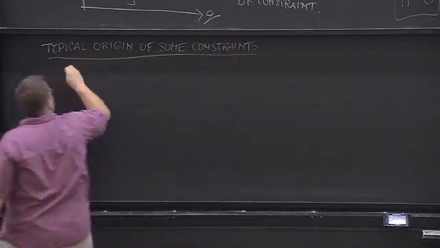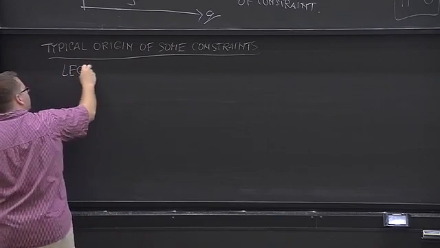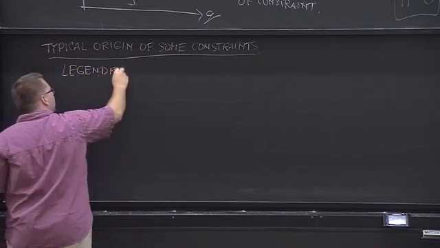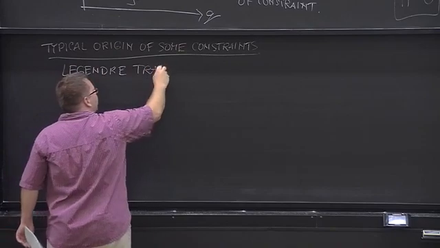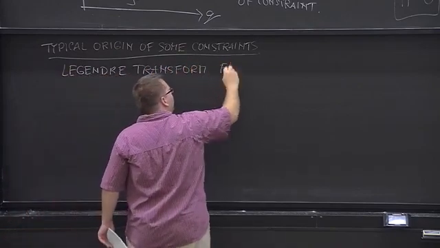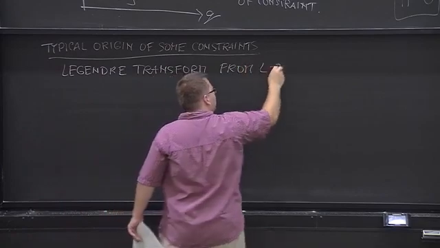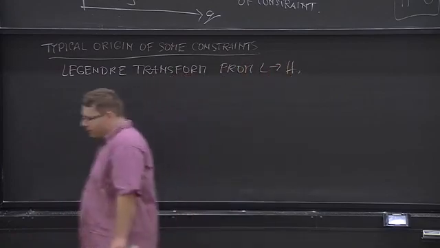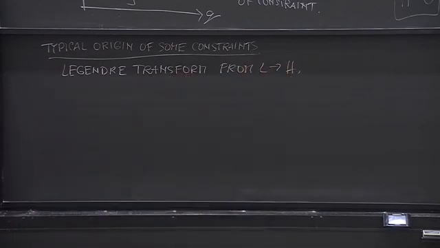Is the Legendre transformation, the Legendre transform from L to H. So if you're going from the Lagrangian description to the Hamiltonian one, the tricky part is not when you write H to be p q dot minus L, but the tricky part is when you define what p means.